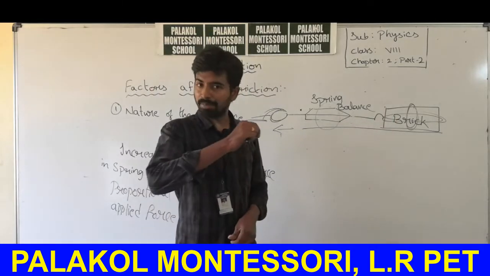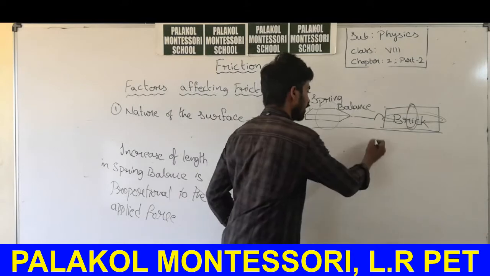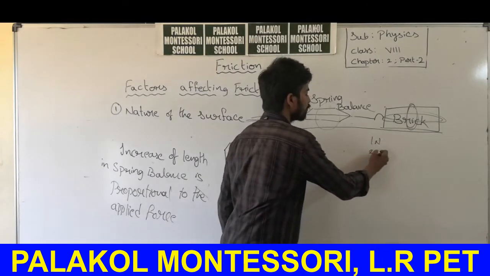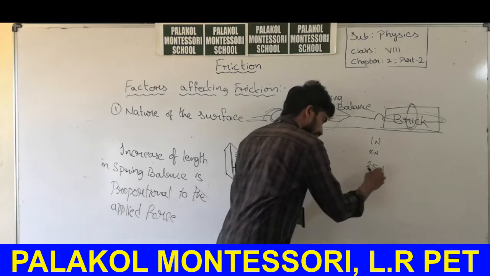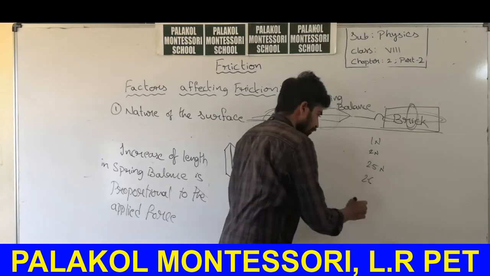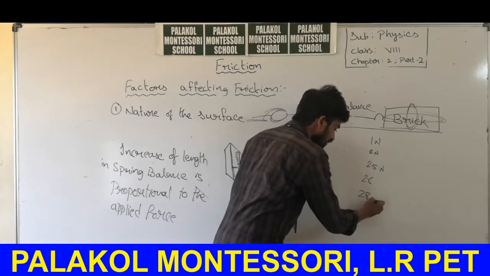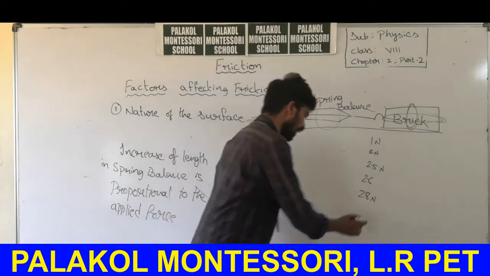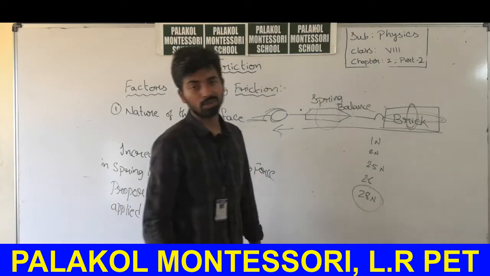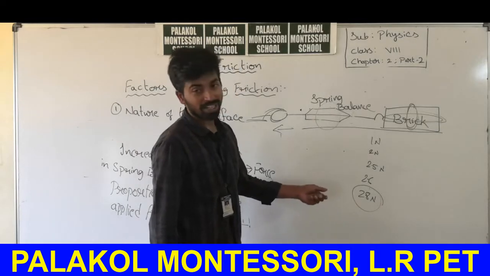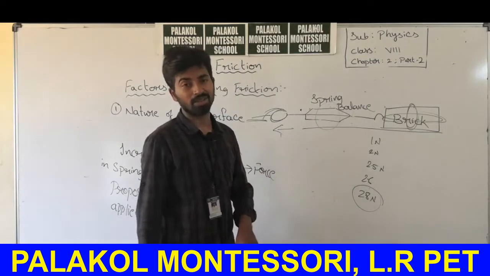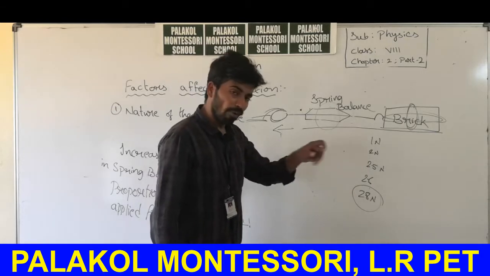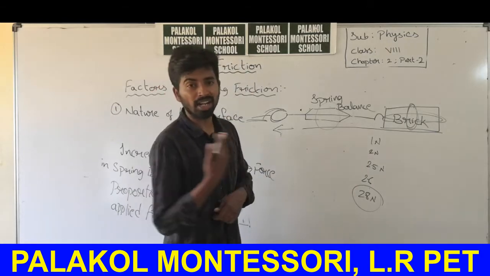Initially you applied some force: 1 Newton of force was applied, the brick does not move; 2 Newtons of force was applied, the brick does not move; 2.5 Newtons of force was applied, the brick does not move; 2.6 does not move; 2.8, it started moving. So, note this value and keep it aside. That is the static frictional value. With 2.8 Newtons of force, the brick starts moving.